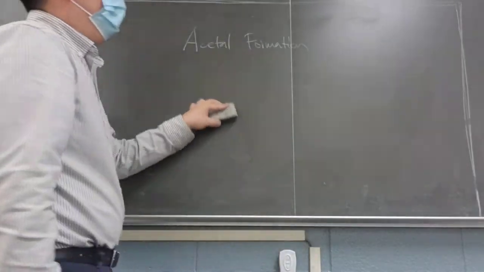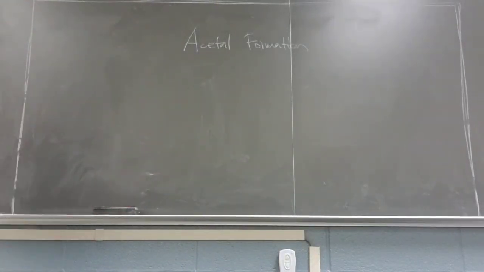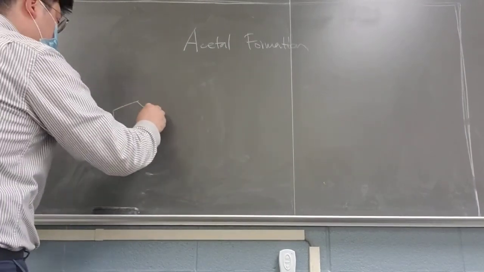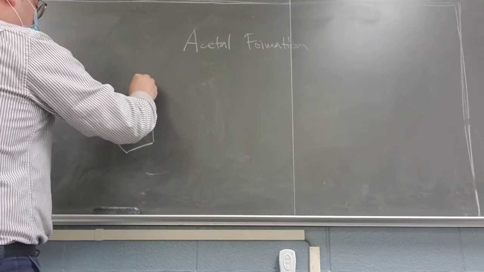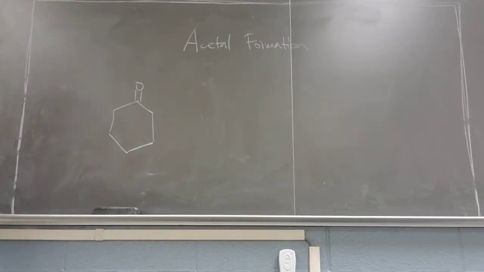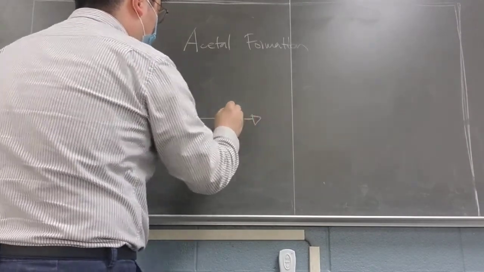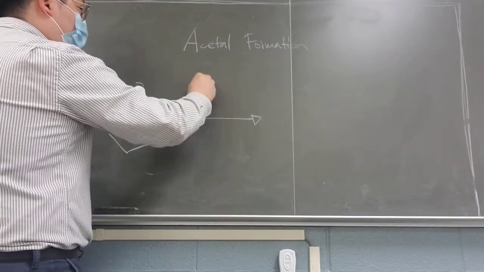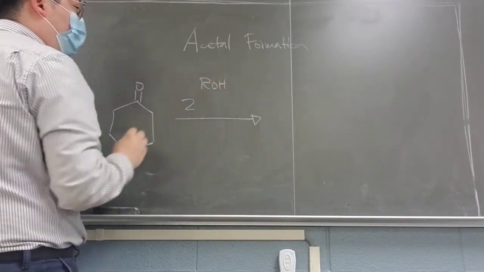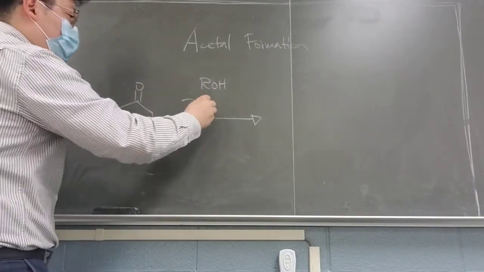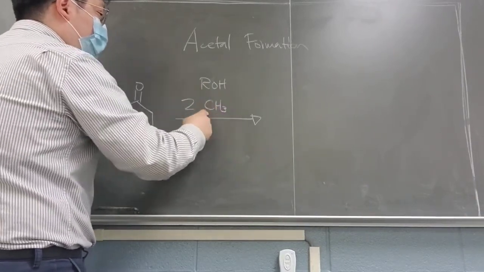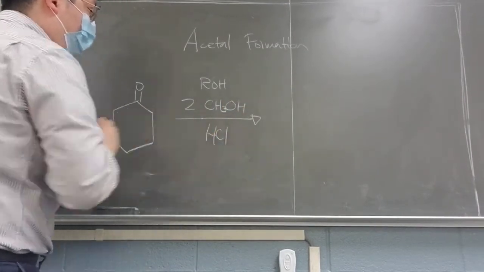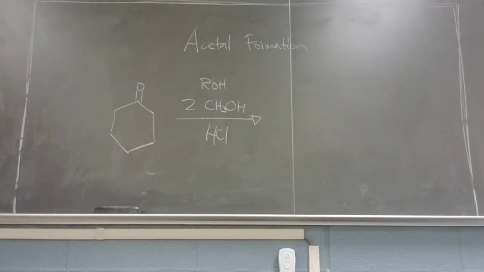So, for example, let's try to do cyclohexanone. If you have this ketone over here, you can try it with some alcohol. ROH is any alcohol, but I can try the methyl group, methanol. So two equivalents of methanol and very acidic condition. So we're gonna put hydrochloric acid.